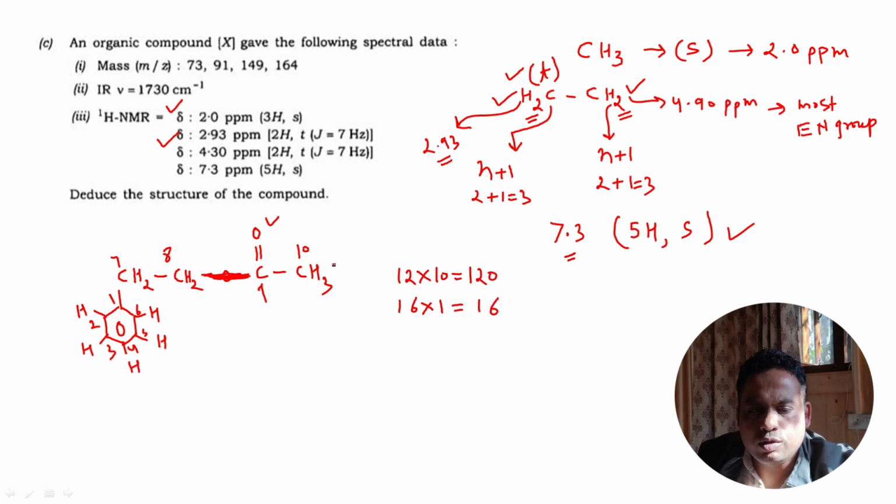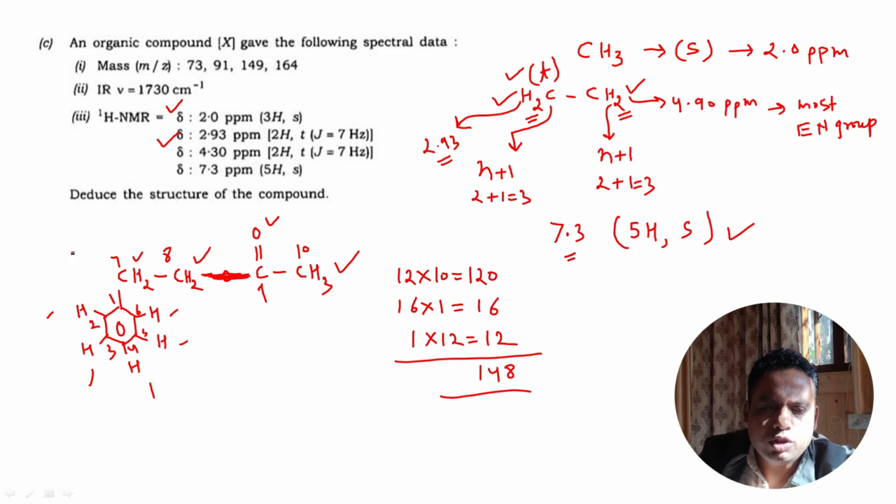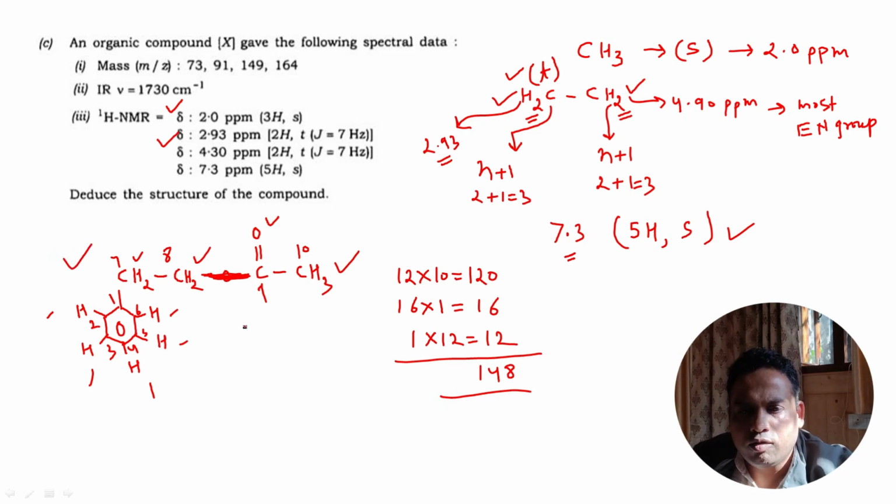Then you can count your hydrogens: 3, 5, 7, 8, 9, 10, 11, 12. So 12 hydrogens are there. So 1 into 12 you can write here, and this will give you 12. If you add all of them, it will give you 148. So this molecule corresponds to a molecular weight of 148.